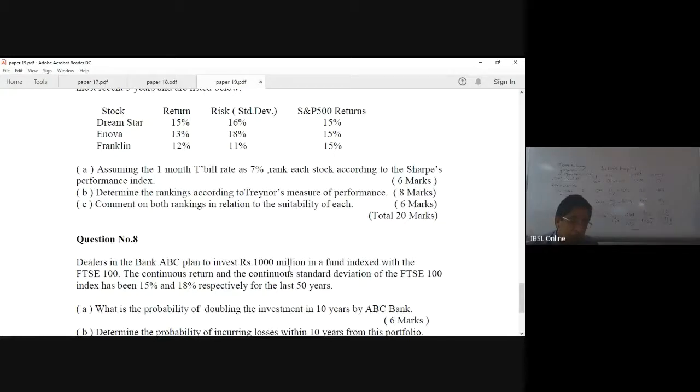Now you need to have an idea about the paper and some confidence. You need to build up some confidence with regard to the answering of the question paper.